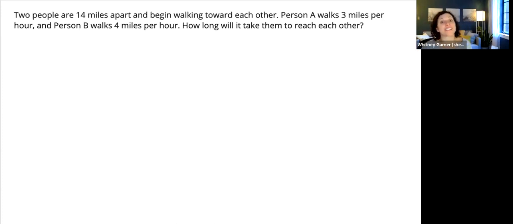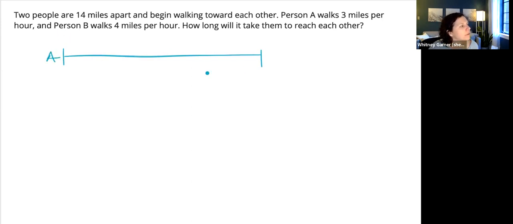All right, so we'll start to set it up. We've got two people standing 14 miles apart. So I'm going to put person A down here, person B down here, and they're headed towards one another. This person does 3 miles per hour. This person does 4 miles per hour, and they have to cover 14 miles together.